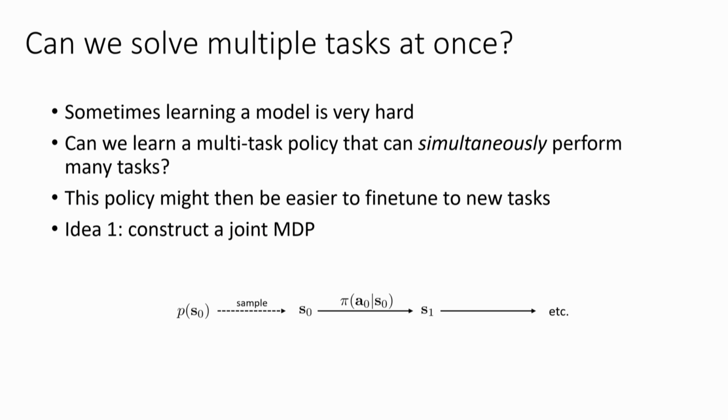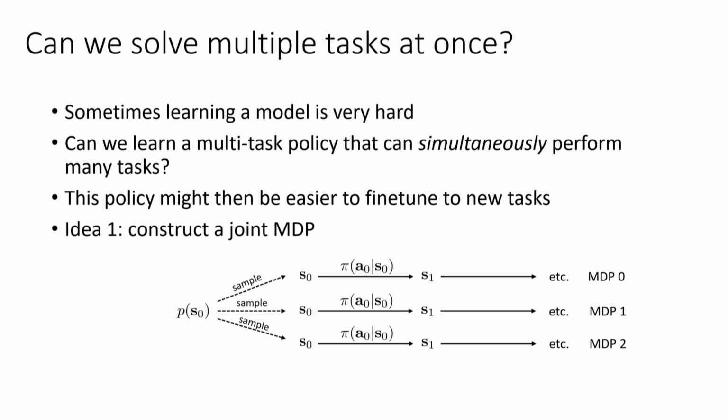If you have multiple MDPs, all you do is change your initial state distribution to say that part of your initial state is which MDP you're in. So in the very first time step, you'll select a state, and you'll also select an MDP. You don't actually observe the MDP that you're in, although you could if you wanted to. And then the rest of the episode stays within the MDP that was sampled. This is now a single MDP that subsumes all the others.